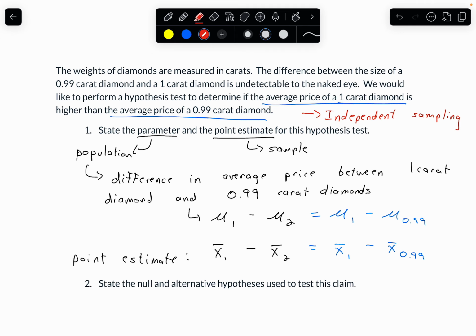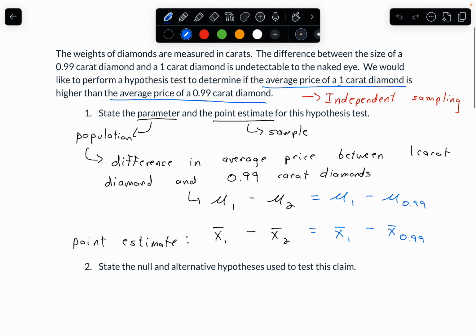And again, just to really reiterate what we're doing here, remember we're using information about our sample, about our point estimate, to make a prediction or an educated guess about what's going on with our population. That's the whole point of hypothesis testing. So we've got our parameter and our point estimate. This should look pretty similar to what we saw when we were working with paired data. We were working with differences back then as well.